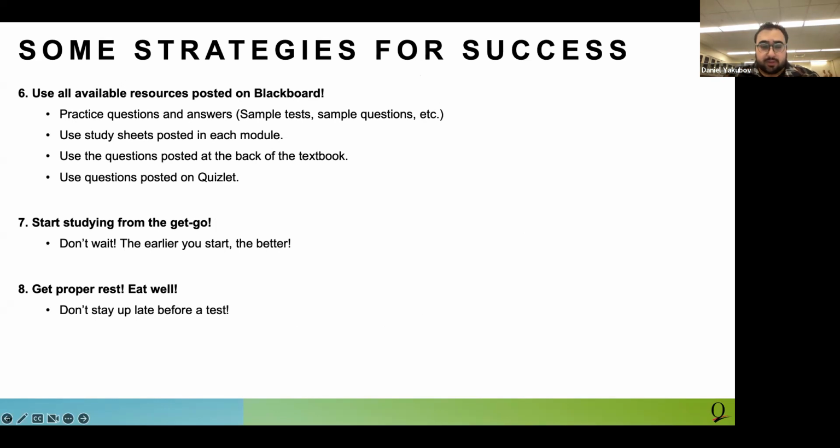Start studying from the get-go. I'm not sure when the 106 lecture is. I think it starts Thursday. But the 105 lecture is on Thursday night, 6:30. Today's Tuesday, so you have a 2-day head start. Start reading the first chapter. Start skimming the first chapter. Look at the first set of slides. They're online already, I believe. So start doing stuff now. The earlier you start, the better.